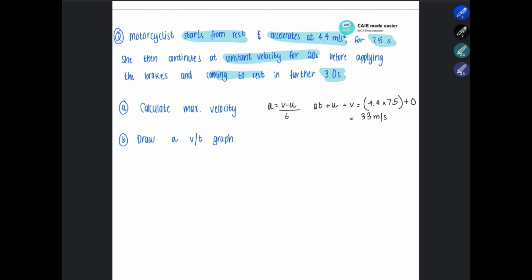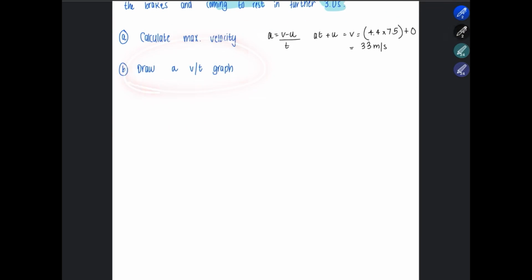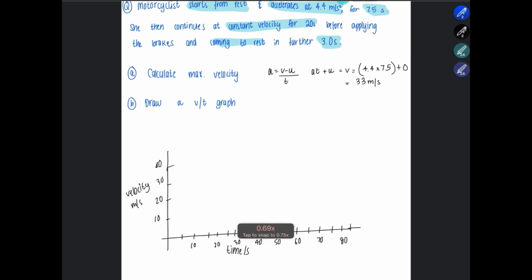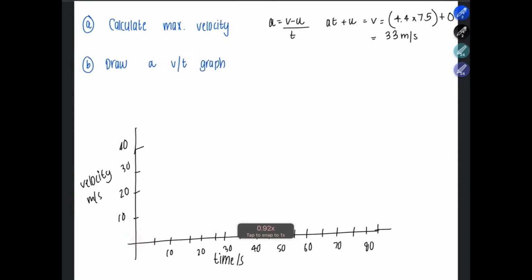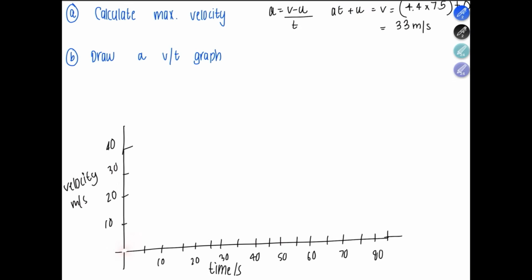Okay, let's now draw a velocity time graph. On the x-axis you need your time in seconds, and on the y-axis you need your velocity in meter per second. Now, the motorcyclist is starting from rest and accelerates at 4.4 meter per second square for 7.5 seconds. Okay, so we know we're starting here. We're starting from rest and moving until 7.5.